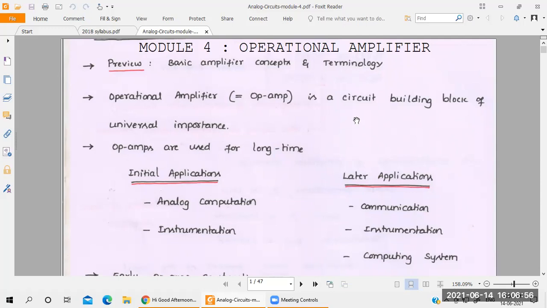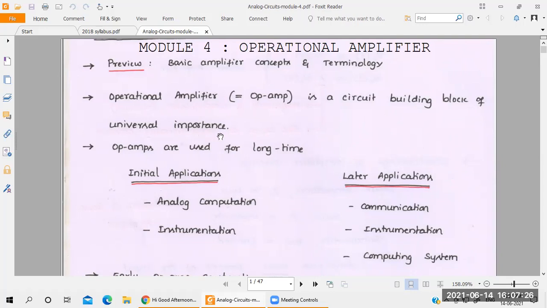With respect to biasing, with respect to scaling, like that. Based on these applications we can make different connections. That's why I call it the operational amplifier. We are going to operate the ICs based on different connections and biasing methods. Understood? So that's why I call it the operational amplifier. The operational amplifier is a circuit building block of universal importance.